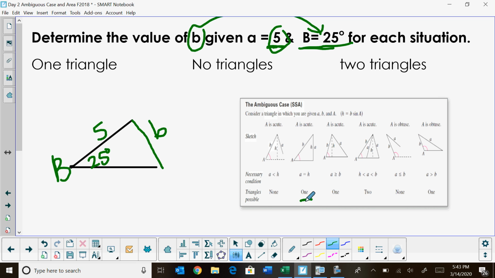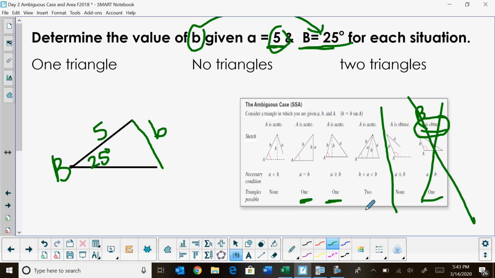So let's look at the scenarios for one. Here's one, and here's one. Those are the scenarios. Now, it says A is obtuse. Well, we already know the given angle. In this case, our given angle is not really A, it's really B. B is not obtuse. So this scenario will not work. But we will look at these two scenarios, this one and this one. When A is acute, but we're going to substitute letter B here because that's the given angle. B is the acute angle.